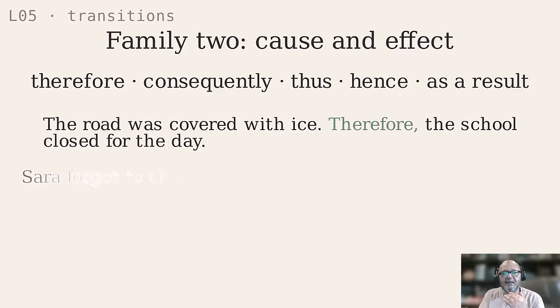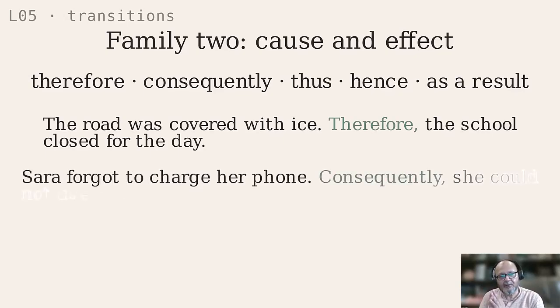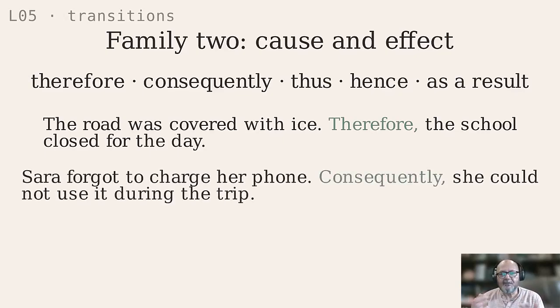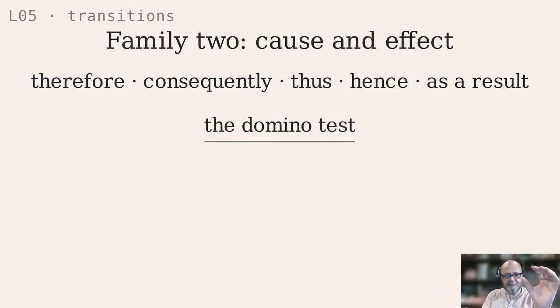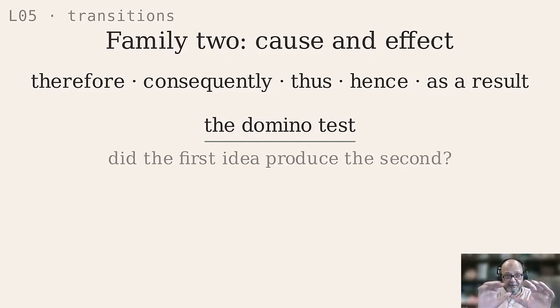Here's another example. Sarah forgot to charge her phone. Consequently, she could not use it during the trip. The dead phone is a result of Sarah not charging it. You can use what I call the domino test, all right? Imagine two dominoes. The first event falls, then it knocks down the second event. Ask yourself, did the first idea produce the second? If the answer is yes, look for a cause and effect transition.